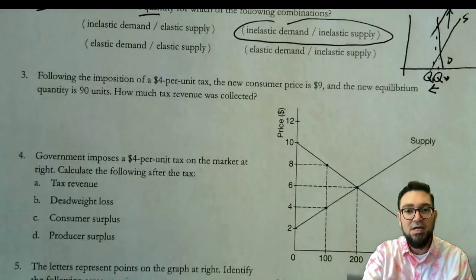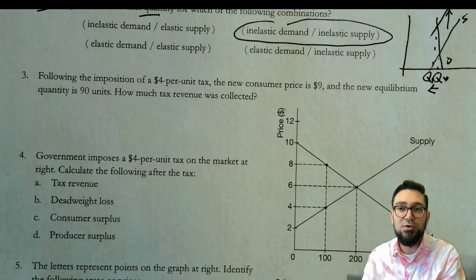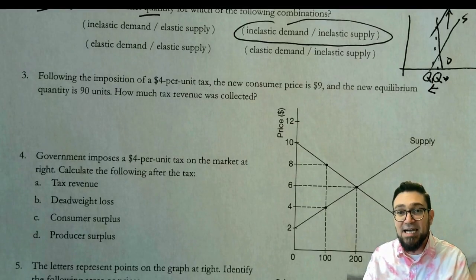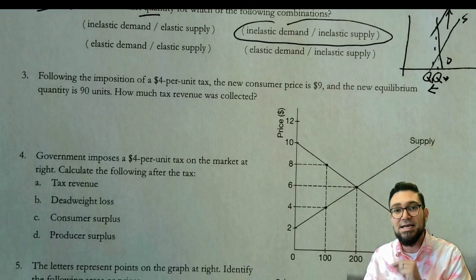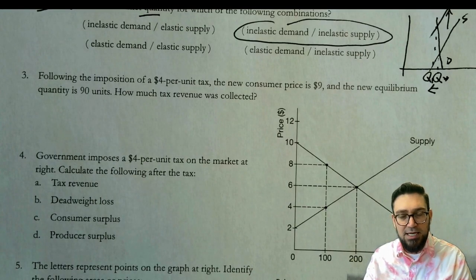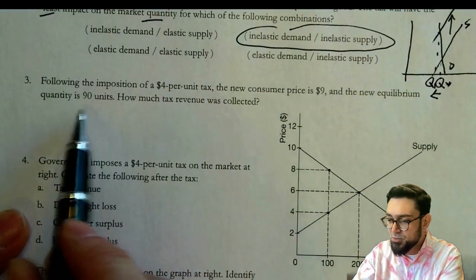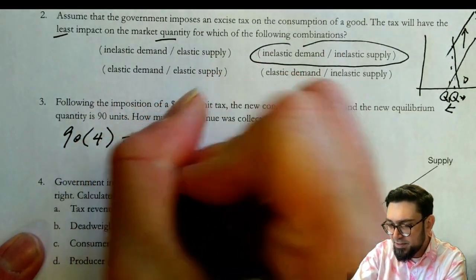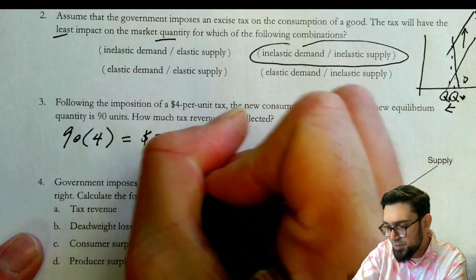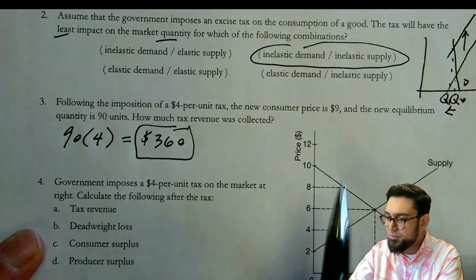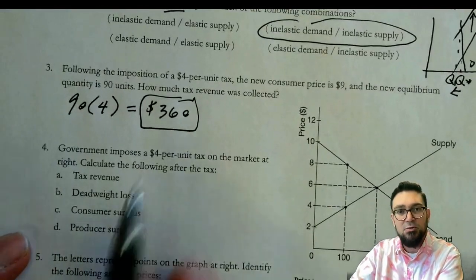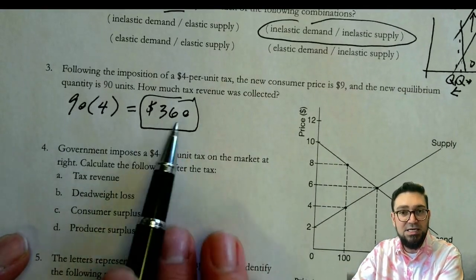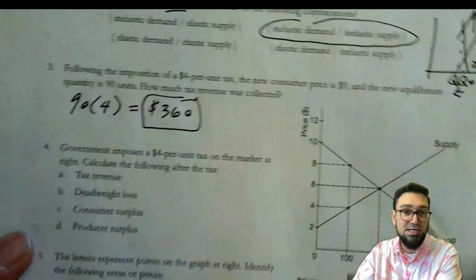Number 3, following the imposition of a $4 per unit tax, the new consumer price is 9 and the new equilibrium quantity is 90. How much tax revenue was collected? Well, if we know that they sold 90 units, we multiply that by 4. 90 times 4 is $360. So this new consumer price is a red herring. We don't actually need that. We just need to know the $4 per unit times the 90.